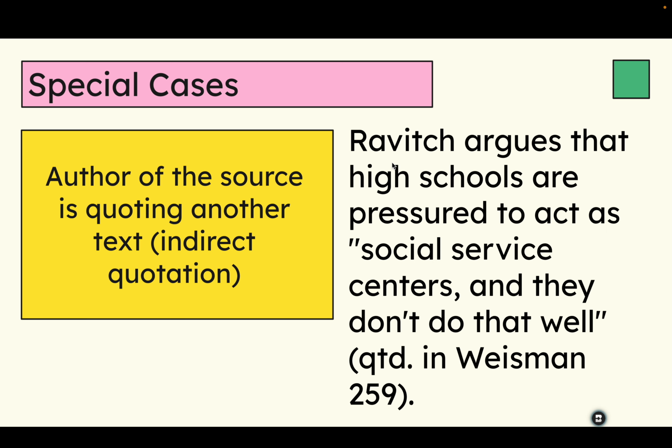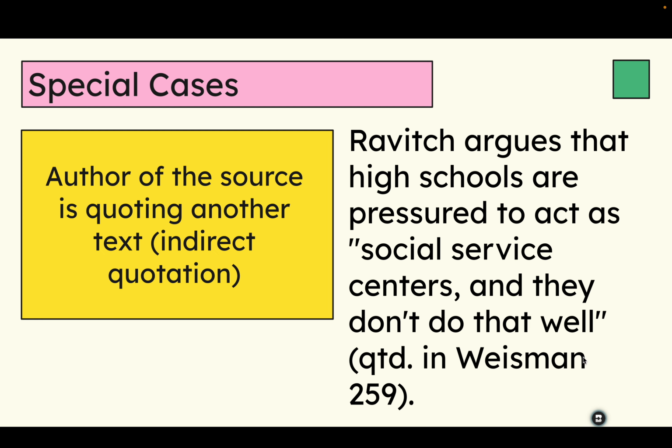So for example, if I was reading an article written by somebody and they were quoting like Martin Luther King Jr., we would still give credit to Martin Luther King Jr. in the signal phrase. Martin Luther King Jr. said, "I have a dream." But then we would need to quote our source, the source we found that quote in. So we use QTD, quoted in, and then the source that we read here.